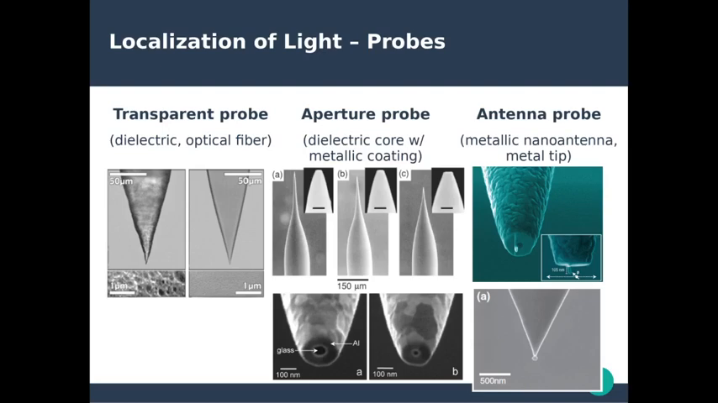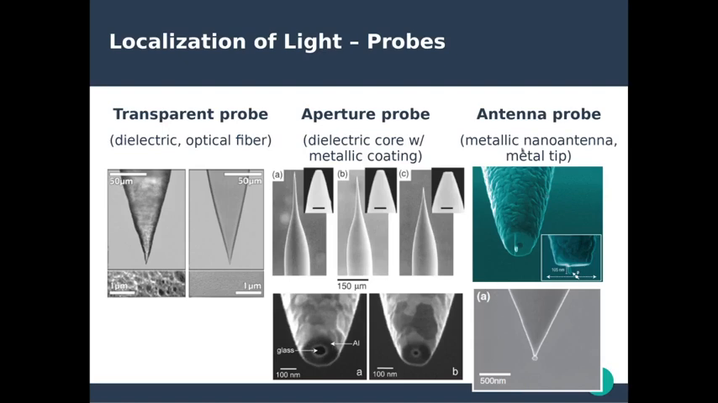So these are a few examples of such near-field probes used for localization of light. These are different families. You have typically three families. The first one is transparent probes that are just dielectrics. Optical fibers are such a probe, so it's just made of glass. Then you have this aperture probe. You have a dielectric core, which could be just glass, an optical fiber, and then it's coated with a metal. In this particular case, it's aluminum. It could be silver. It could be gold. So the light is guided through the optical core, and when reaching the aperture here, then you generate evanescent waves at the surface of the metal.